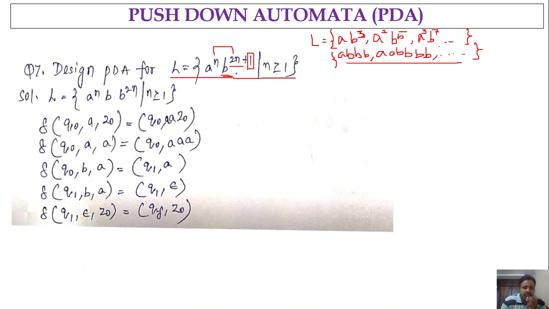So here what we have to do is that we could write the equation like a power n b power 2n. Okay, so we will write a power n b power 2n, right? So what we will do here is that for each occurrence of a we will push 2 a's onto the stack. Okay, and whenever we get the first b, we are going to push one more a onto the stack, right?